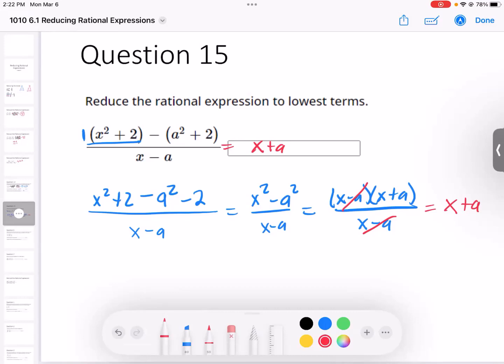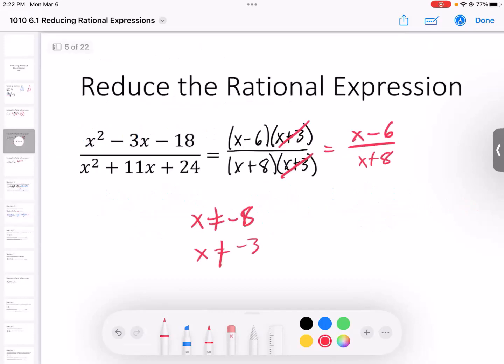Any questions on that? So these are just some special cases that I wanted to look at because they're kind of unique. But the main idea is you get the top and the bottom of the fraction into factored form, and you cancel out the factors that they have in common.